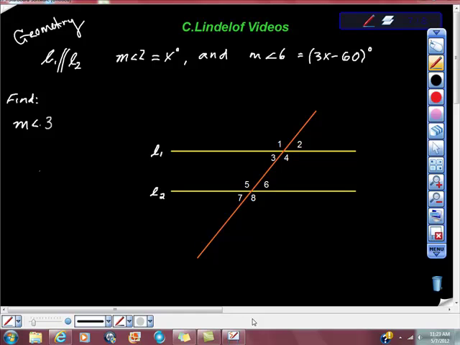Alright, I'm going to continue with this set of problems that we had just a second ago. So look at this for a second. We have this bit of geometry here where we have these two parallel lines cut by a transversal. So we're saying that line 1 and line 2 are parallel to one another. We know that the measure of angle 2 is given to us as x degrees, and the measure of angle 6 is given to us as 3x minus 60 quantity degrees. And we're asked to find the measure of angle 3.